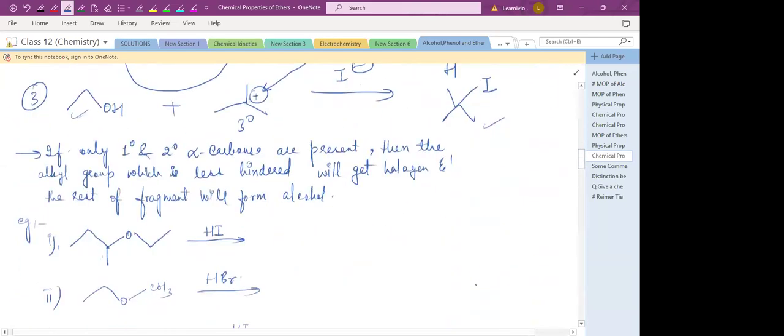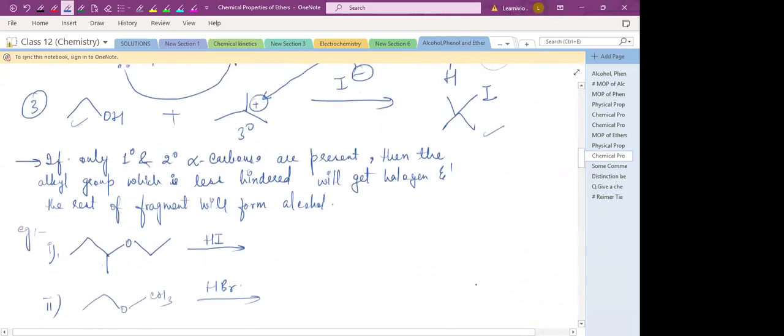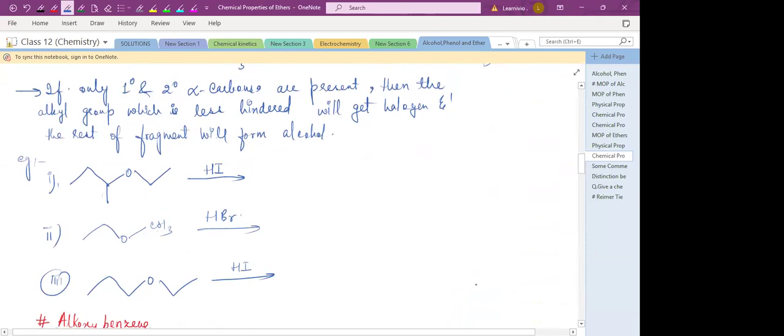So if only primary and secondary alpha carbon are present, then the alkyl group which is less hindered will get the halogen, and the rest of the fragment will form the alcohol. Yeah, this is important. So when primary and secondary alpha carbons are present, you have to check which alpha carbon is less hindered, and attach the halogen to the less hindered alpha carbon. Okay, and the rest of the fragment will form the alcohol. Now let's do some questions.